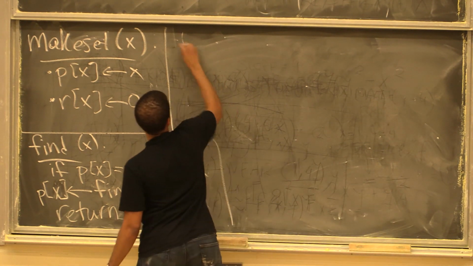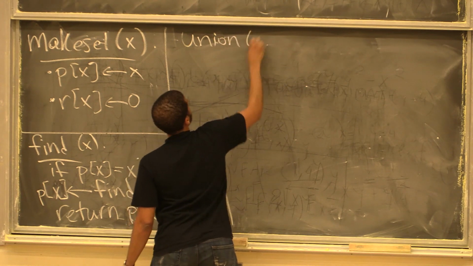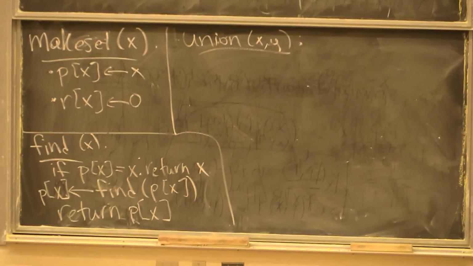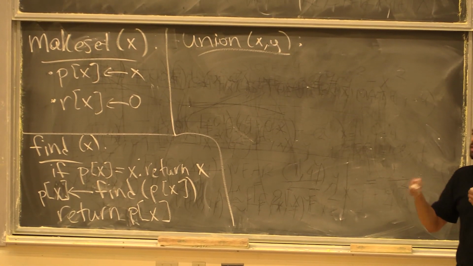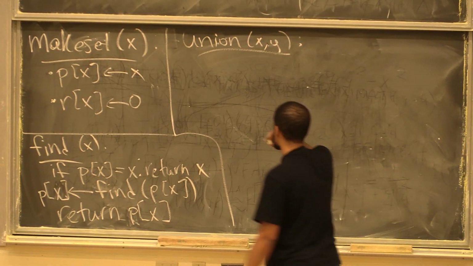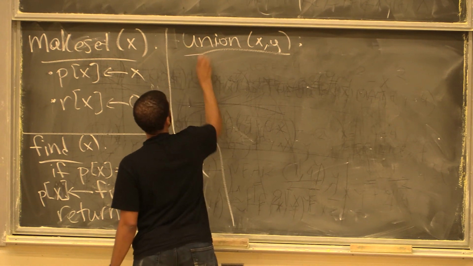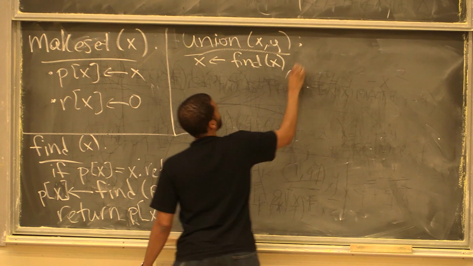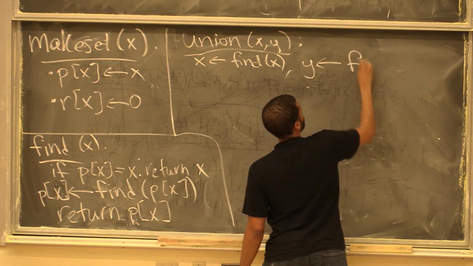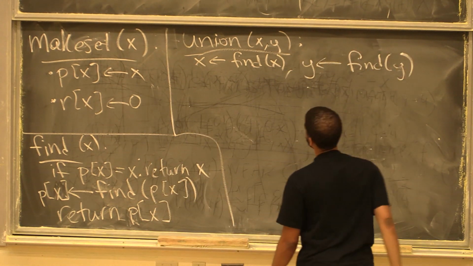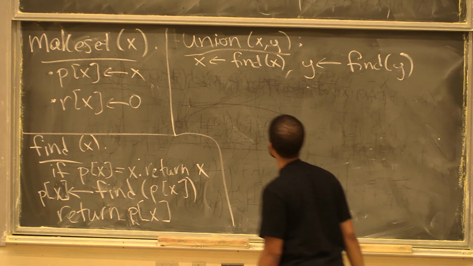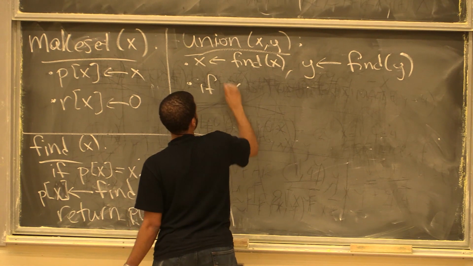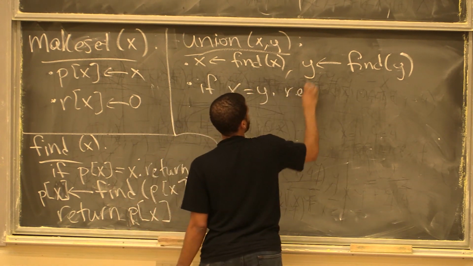And then there's union. So the first thing I'm going to do is figure out who the roots of my trees are. x gets find of x, and y gets find of y. That's the first thing. And if those two roots are already equal, there's nothing to do.